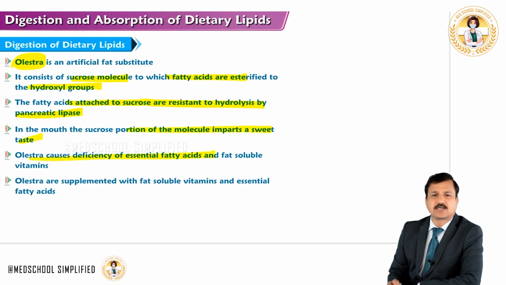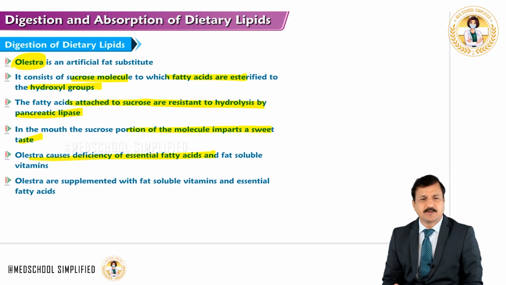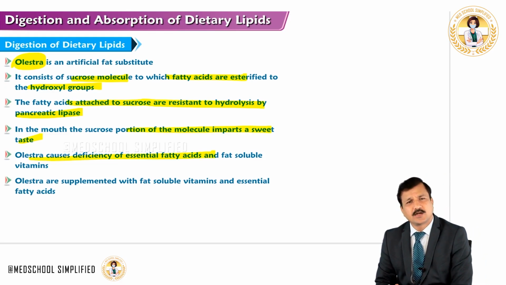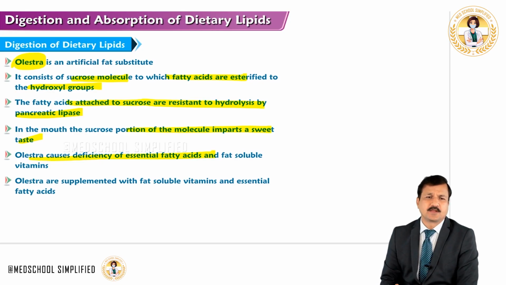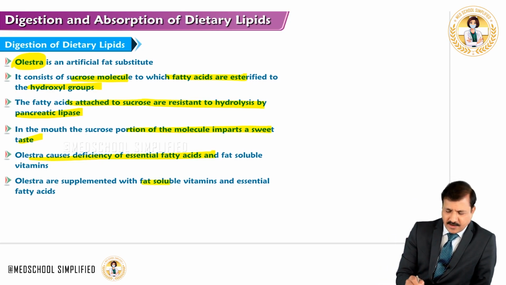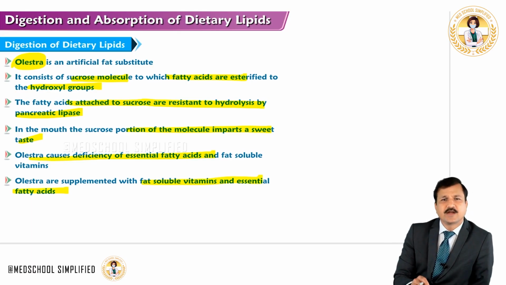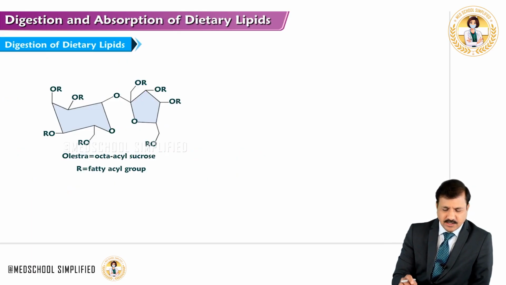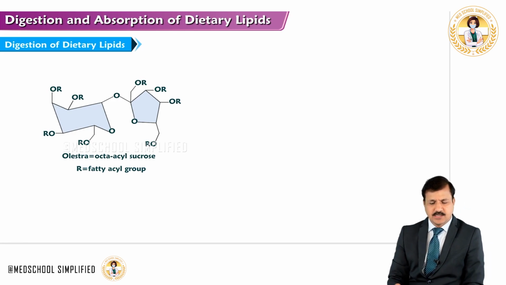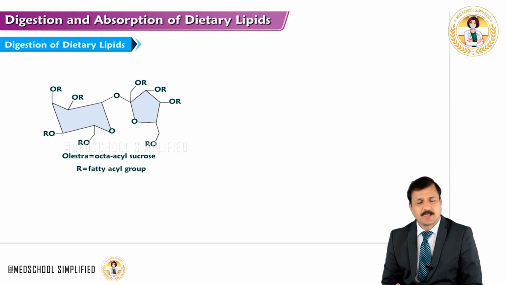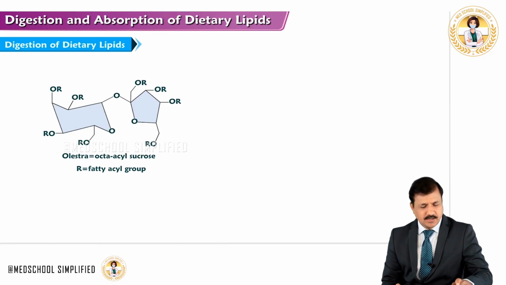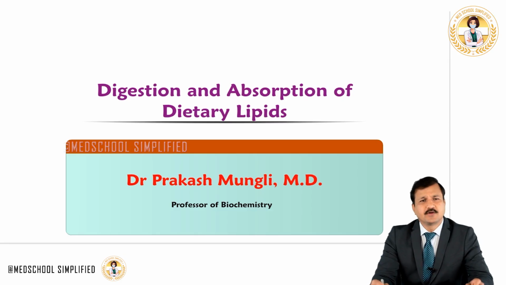Olestra causes deficiency of essential fatty acids and fat soluble vitamins because it contributes to lipid malabsorption. So olestra products are supplemented with fat soluble vitamins and essential fatty acids. Here is the structure of olestra, where sucrose is attached with the fatty acids. So this is all about digestion of dietary lipids and absorption of simple digested lipid molecules.